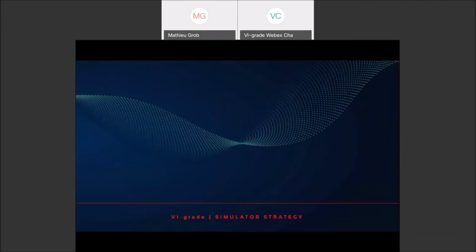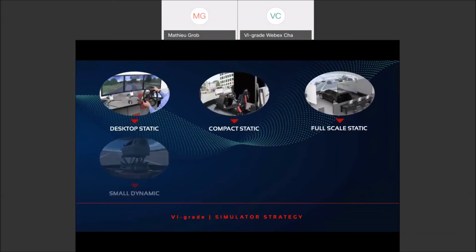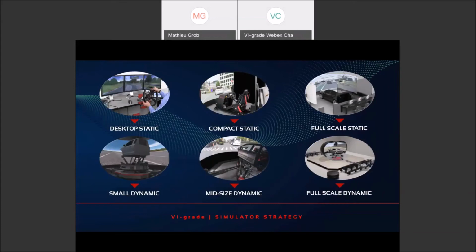So this simulator is the new piece in our simulator strategy at VIA Grade, where we cover all the different scales, from a desktop static simulator for first approach debugging and development, to then our compact static simulator or full-scale static, and then our dynamic lineup from small to full-size dynamic with a scalable concept like the cable simulator.